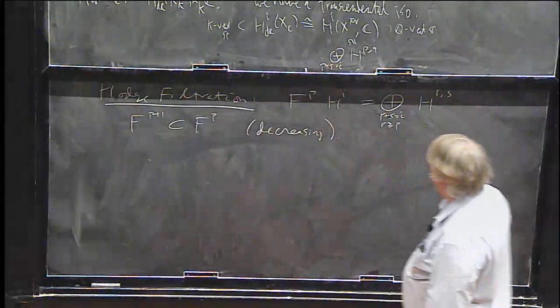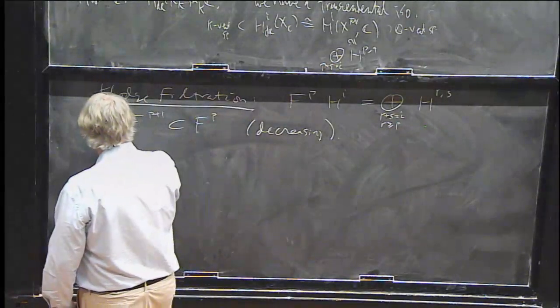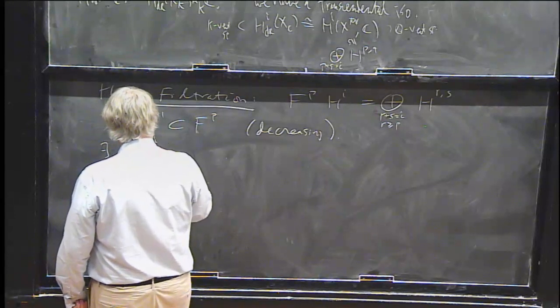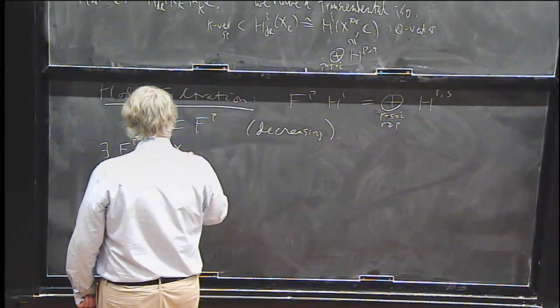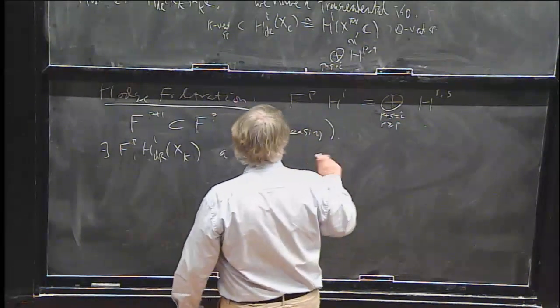And so the first interesting point is that this is defined over K. So this is called the Hodge filtration.